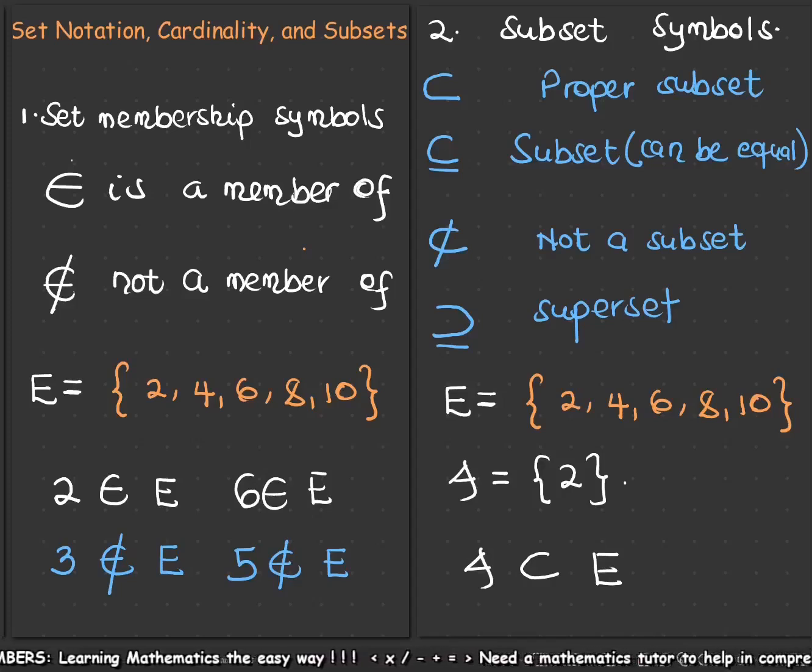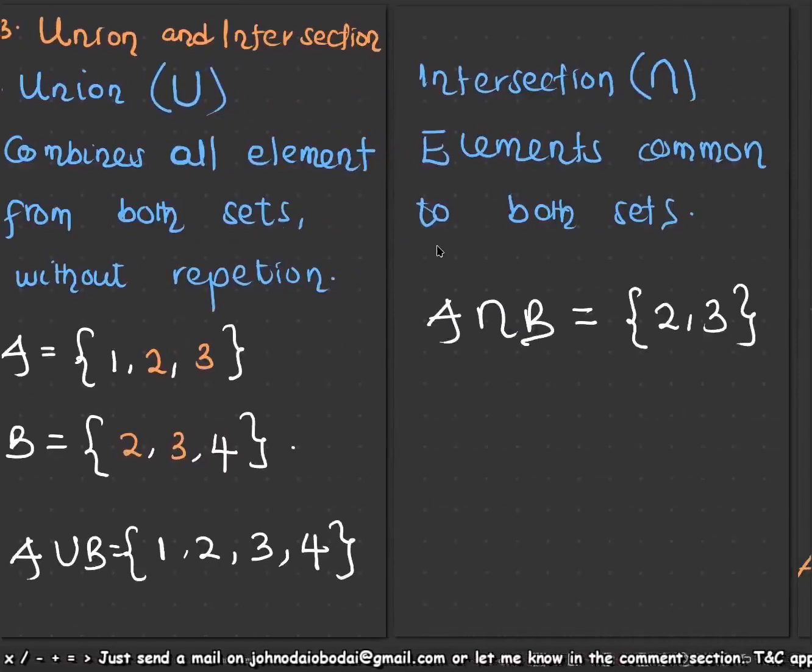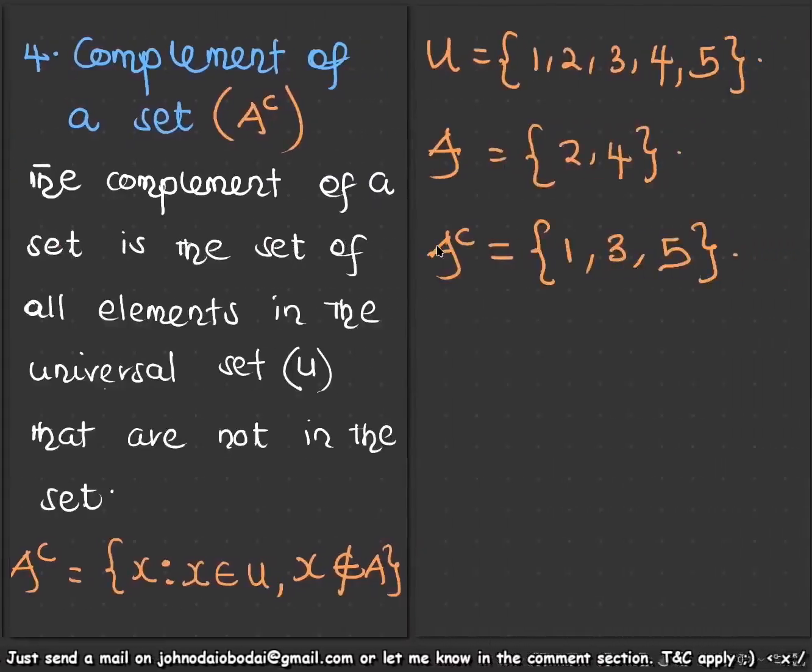We are still on set notation, cardinality, and subsets. In our previous video, which was a little too long and I had to shorten it, we looked at the set membership symbols, element of and not an element of. We also looked at the subset symbols: proper subset, subset, not a subset, and superset. Then we came to union and intersection, and the complement of a set. That was where we ended.